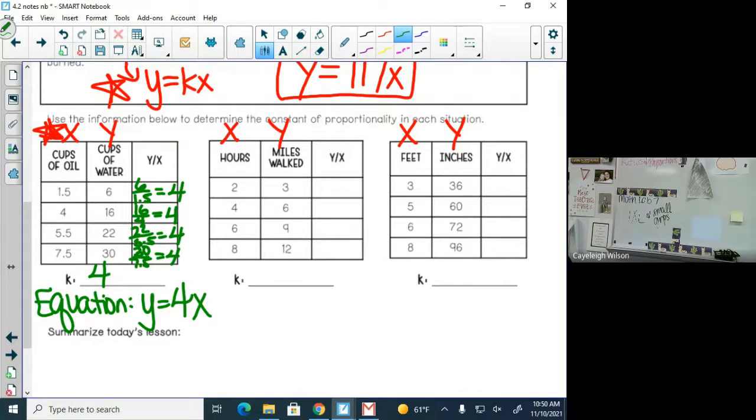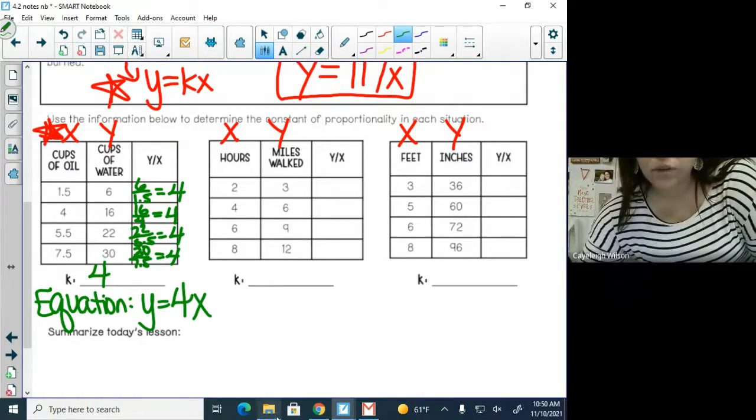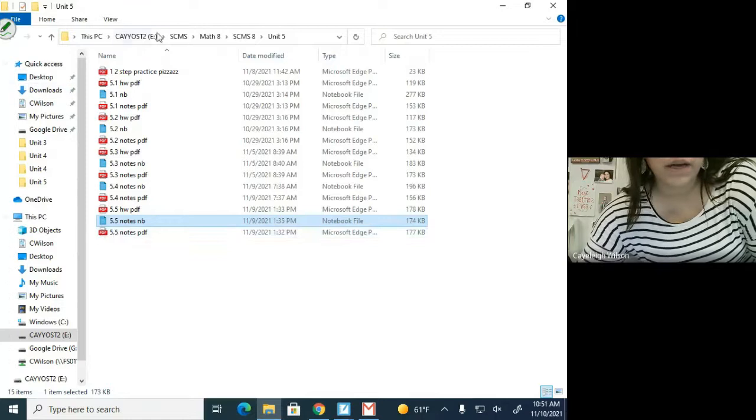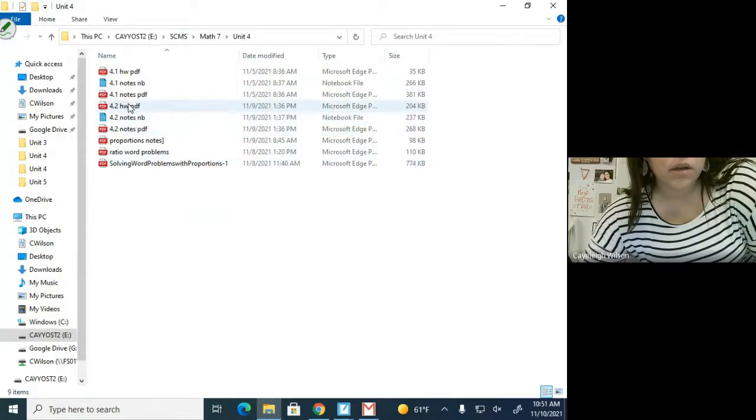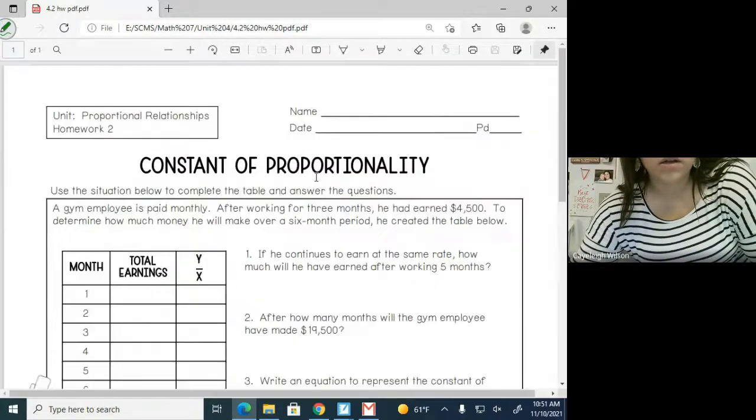All right, these two homework problems are very similar to number 1 and 5 combined. So I'm going to start us off on the first one. Let me pull it up on here. All right, everybody, we're going to look at the board.